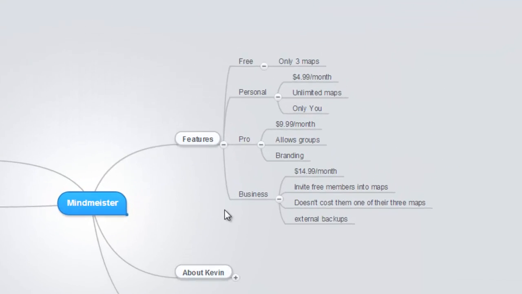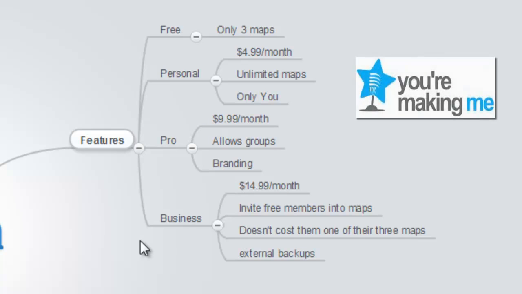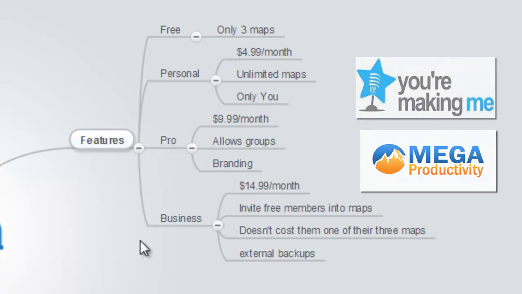It's decent because there's different options available. As you can see by the chart, there's a free option. You only get 3 maps that way, but at least you can go in and try and get some sort of feel for what Mindmeister is all about. There's a personal account, costs you about $5 a month, unlimited maps, but only you, so no collaboration on this at all. The pro version, which is the one they try and sell you, is $10 a month, and it allows groups and also allows branding, so you can put your own name, your company name, or your logo on top of whatever you're working on.